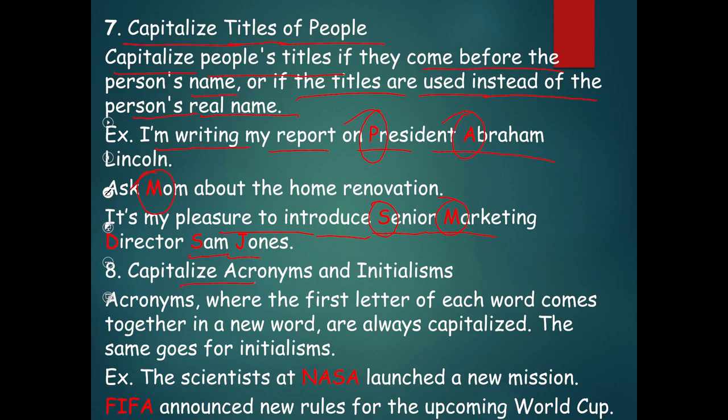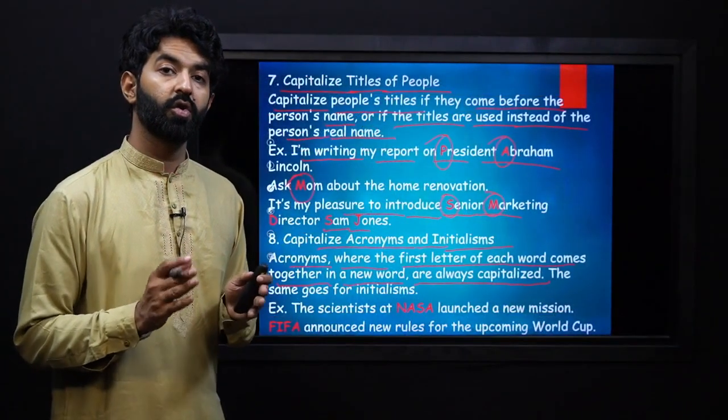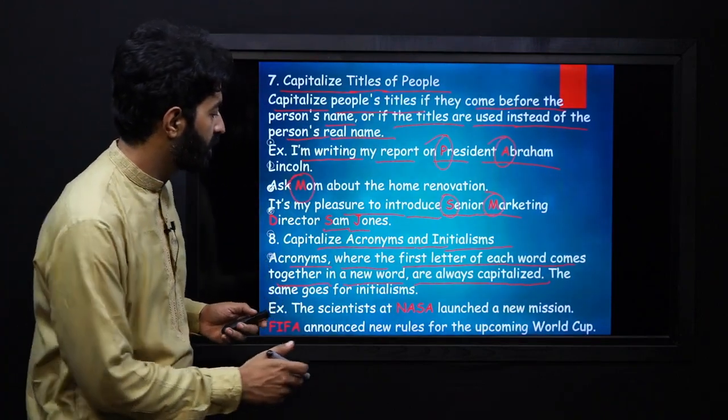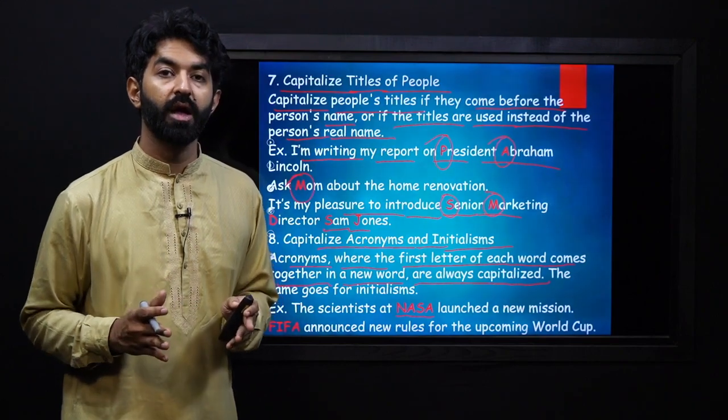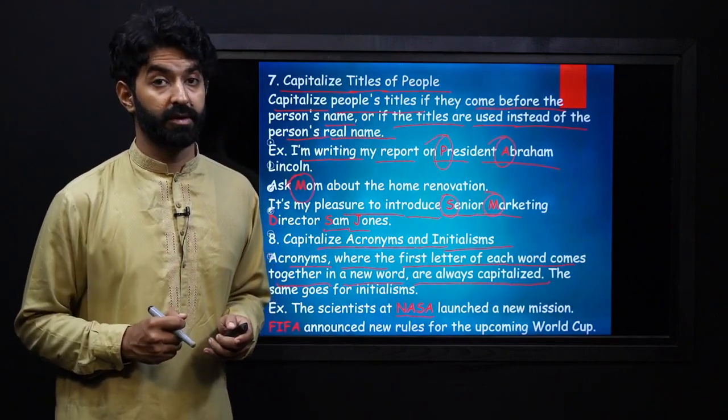Number 8 is capitalize acronyms and initialisms. Acronyms where the first letter of each word comes together in a new word are always capitalized. The same goes for initialisms. For example, NASA. We know that it's an abbreviation of the National Aeronautics and Space Administration. The scientists at NASA launched a new mission. So every letter of this abbreviation will be in the capitalized form. We also have examples like FIFA announced new rules for the upcoming World Cup. So every letter of this abbreviation of FIFA will be in capital letters.